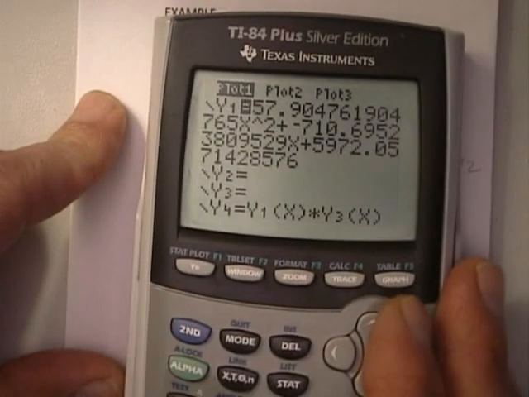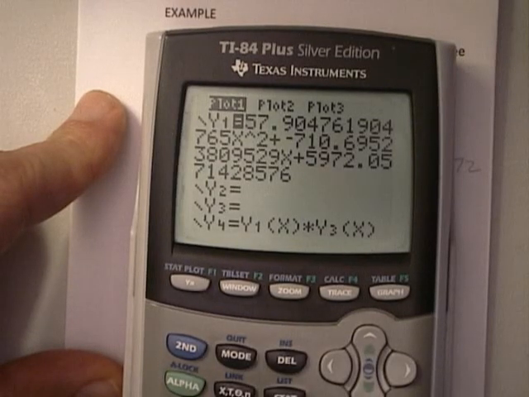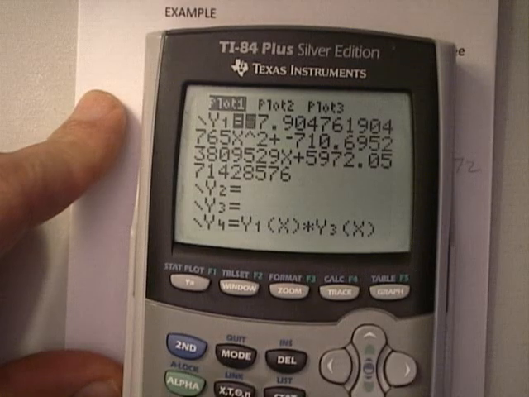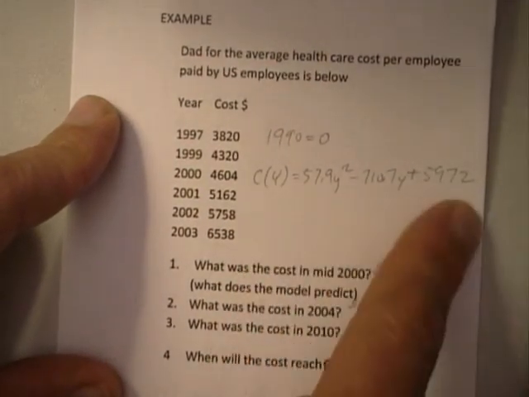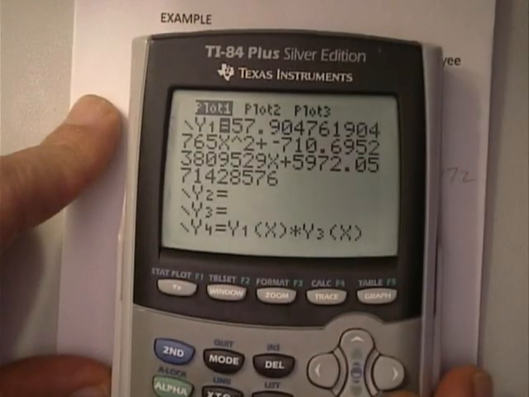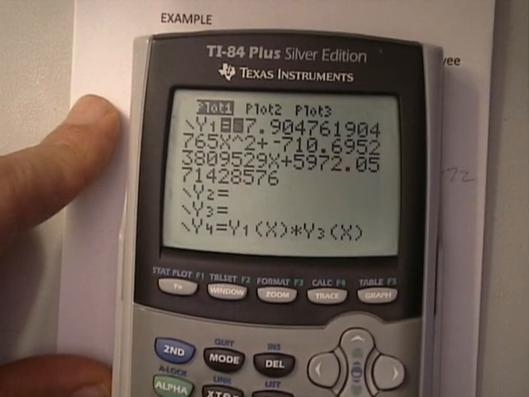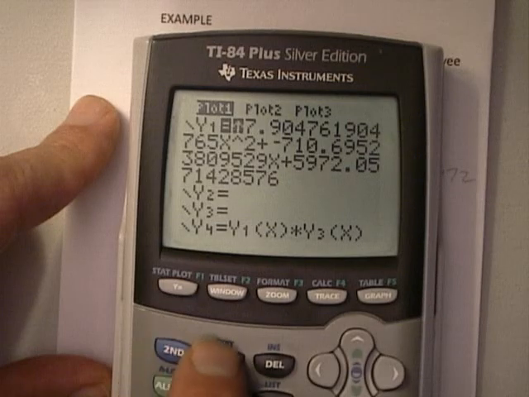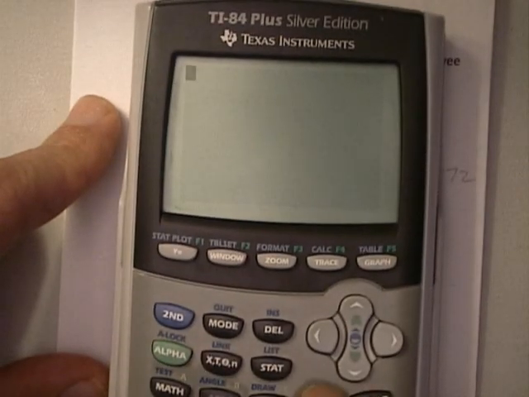Okay, so here's my best fit quadratic function to the data. It looks a little ugly because it's got lots of decimal places, but it's indeed this guy right here. And I've got it there, like I said, by using the calculator techniques that are described in the regression videos. So what I'm interested in doing is getting out of here and back to the home screen and evaluating that function, which happens to be in Y1.